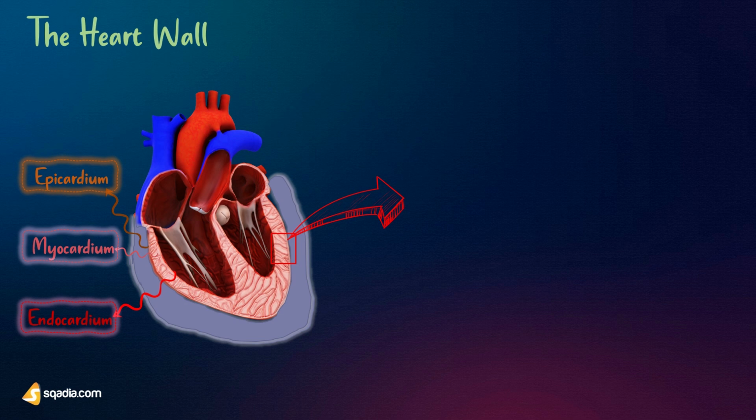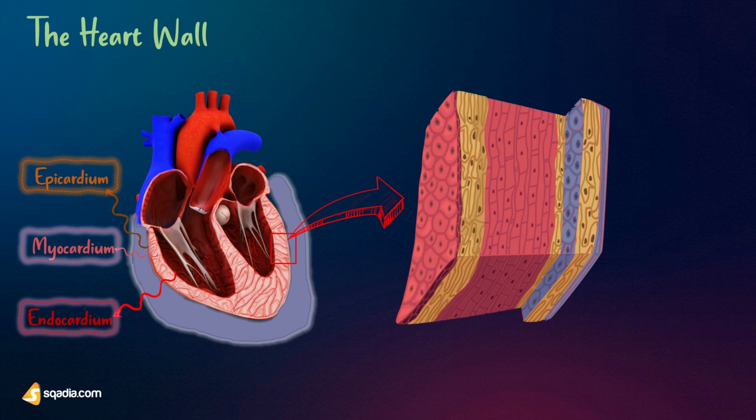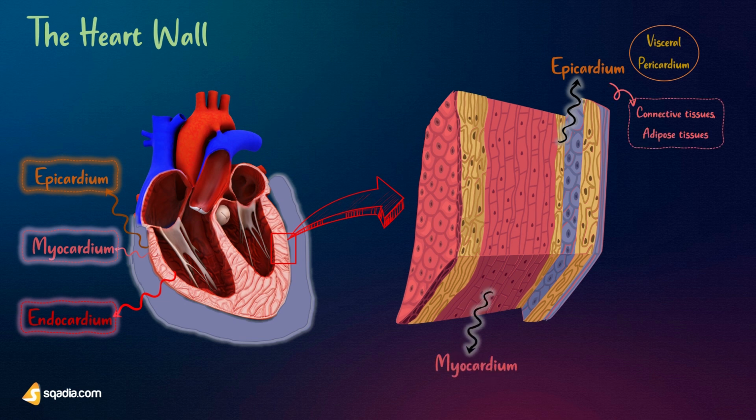The epicardium is actually the visceral portion of the pericardium on a surface of the heart. Or we can say epicardium is another name for visceral pericardium. It consists of connective tissue and some deep adipose tissue. Then the middle layer, or myocardium, is made mostly of cardiac muscle tissue, and it mainly pumps blood out of the heart chambers.